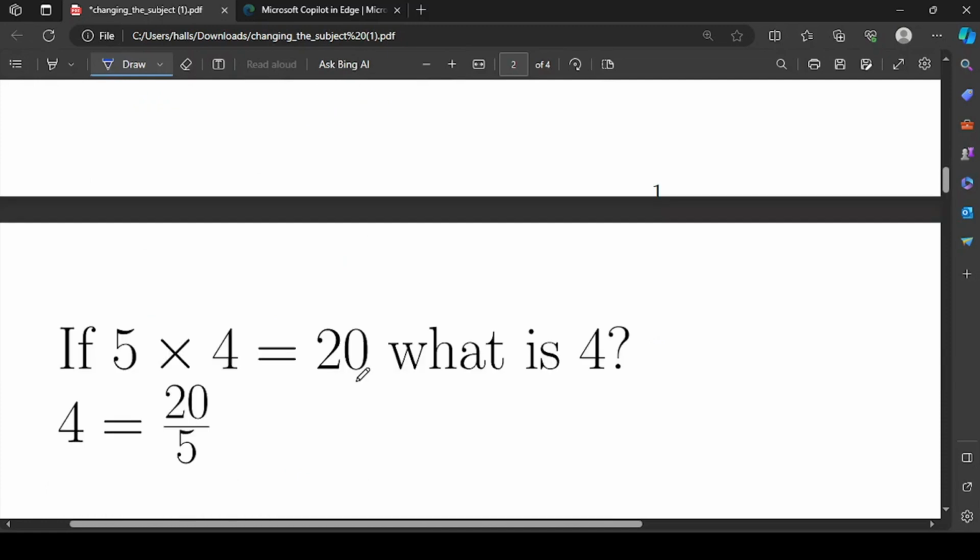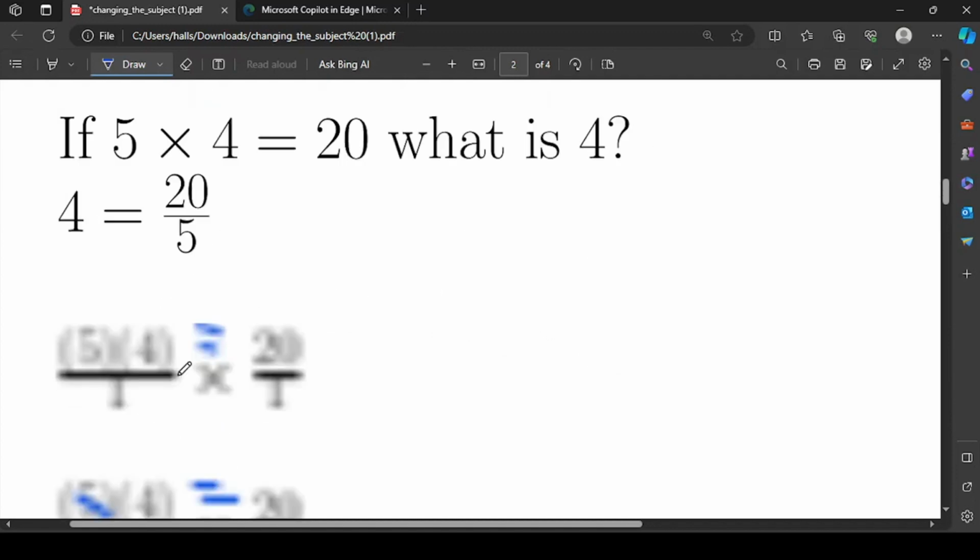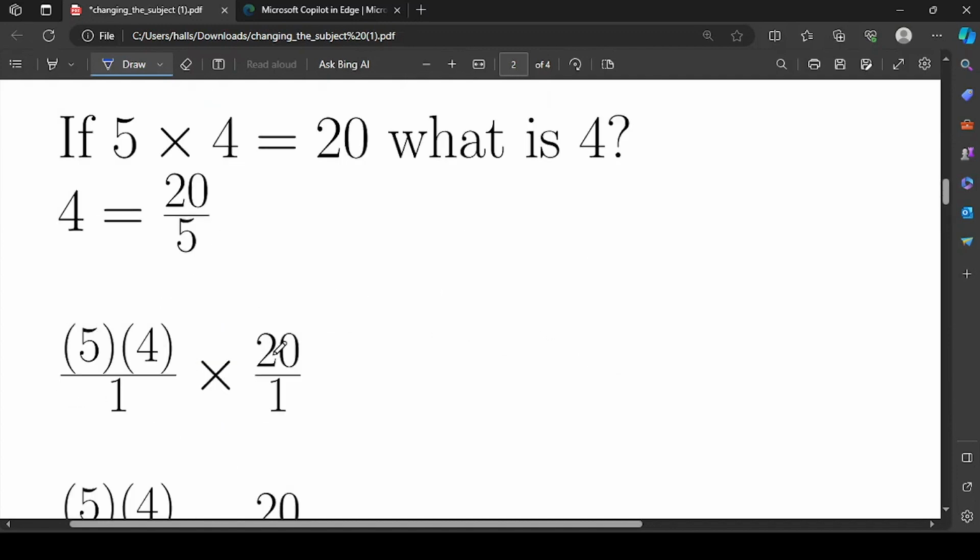Now let's get into the rules of multiplication and division. If 5 times 4 is equal to 20, what will 4 be? We all know 4 is 20 divided by 5. But let's get deeper into it. How do I get to this point changing the subject? Well, if I have 5 times 4 is equal to 20, right now 5 is a numerator multiplying by 4. I can move it down here, cross multiply, get it down here, and it'll become a denominator dividing 20. And that's how I end up with 4 is equal to 20 over 5.